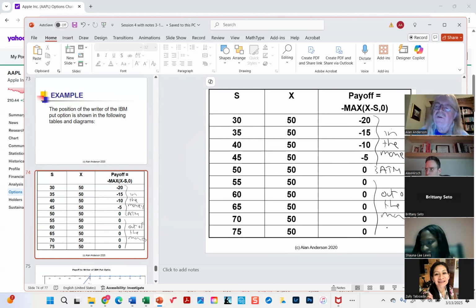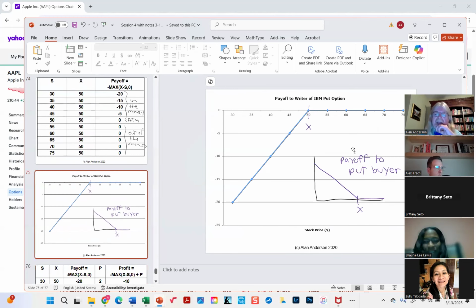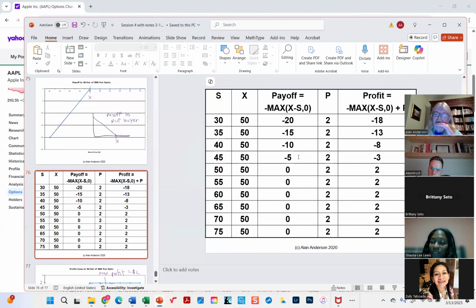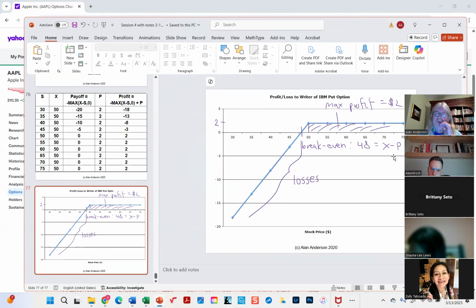So all the payoffs are negative because you're the writer. If the price goes down, the buyer is happy. You're not happy because all those payoffs are coming out of your pocket. And then here's the graph. It's just flipped upside down from the perspective of the buyer. Now, of course, you did collect a premium. So when we take that into account, you can see you have a maximum profit of $48. But as we mentioned earlier, the price of the stock can't go below zero. So there is some maximum loss, but it's a very large one. In fact, it's actually $48 here.